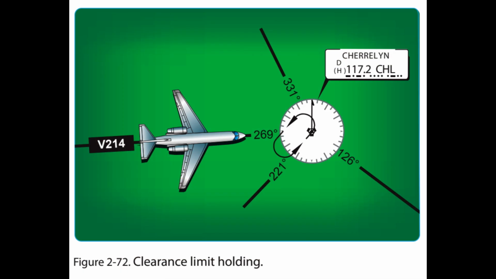Figure 2.72. For example, the aircraft is heading eastbound on V214 and the Cherolin Vortac is the clearance limit, and the pilot has not been able to obtain further clearance and has not received holding instructions. Plan to hold southwest on the 221 degree radial using left-hand turns, as depicted. If this holding pattern is not charted, hold west of the VOR on V214 using right-hand turns.